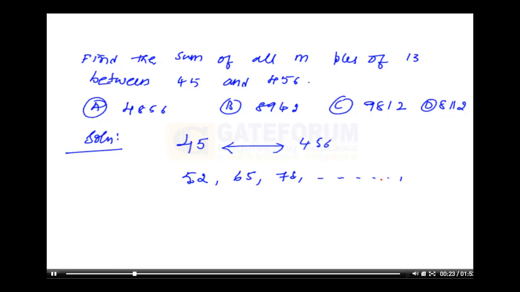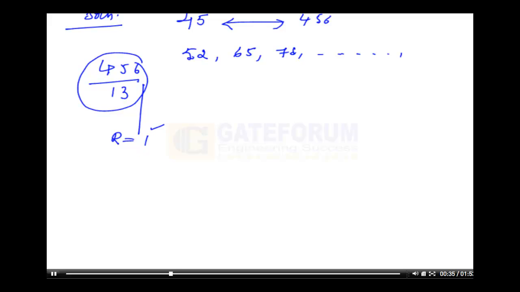Now how to get the last multiple of 13 between 45 and 456? Divide 456 by 13. Now if we divide 456 by 13, the remainder is 1. So if I remove this remainder 1, it will be exactly divisible by 13. So the number will be 455. Now we have to find the sum of all the numbers 52, 65, 78, and so on up to 455.